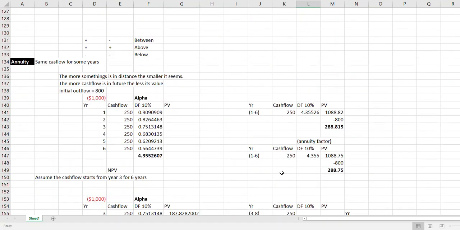Next we have annuity. Annuity is taken from annual. So when you have same cash flow for certain period, that is called annuity.